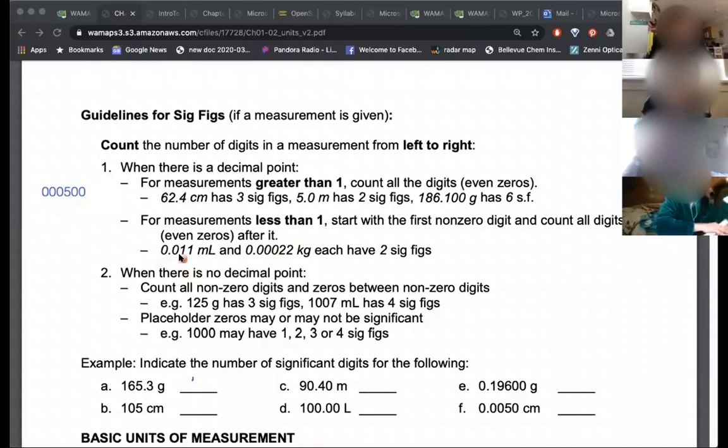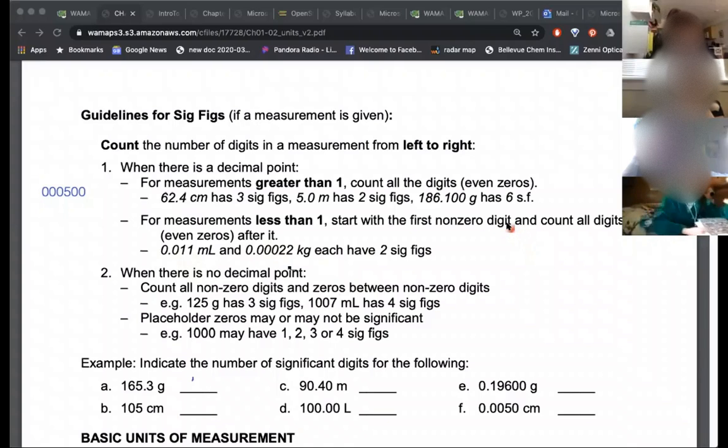Now, one reason we need them in these small numbers is to tell us how big that number is. So 0.011 milliliters, that's not a big number. That's really tiny, that's 11 microliters. It's small. So we need those zeros there to tell us that it's a small number. We'll look more at that when we do scientific notation.